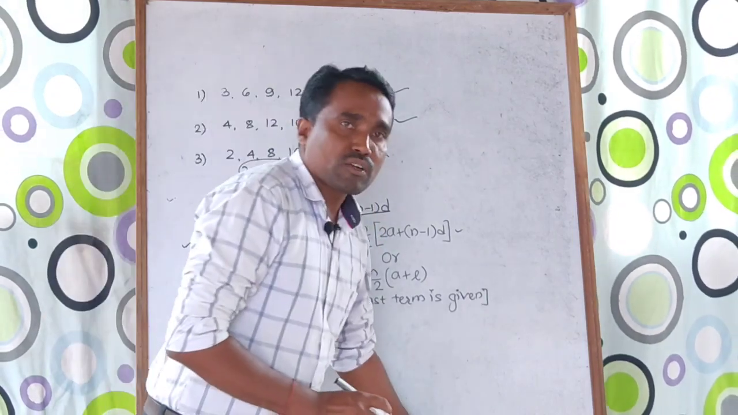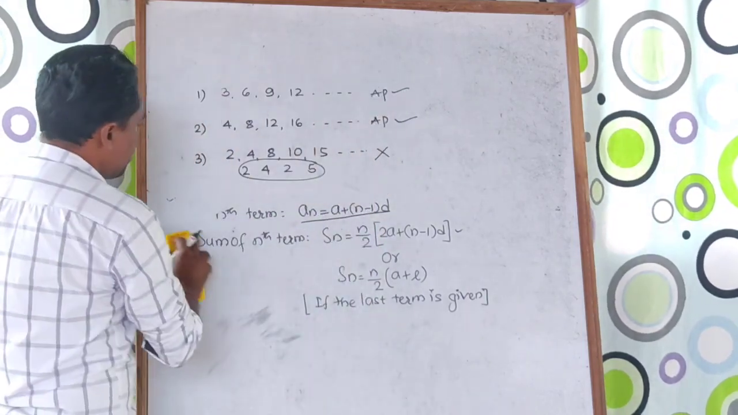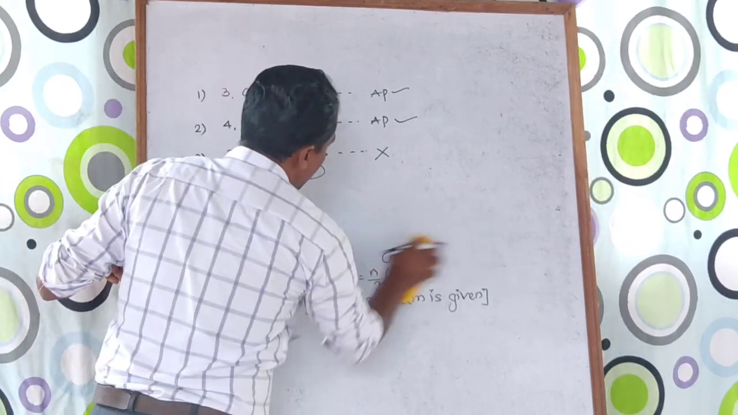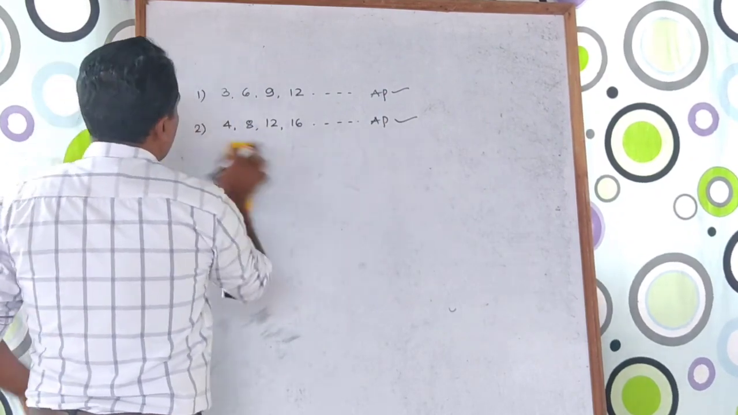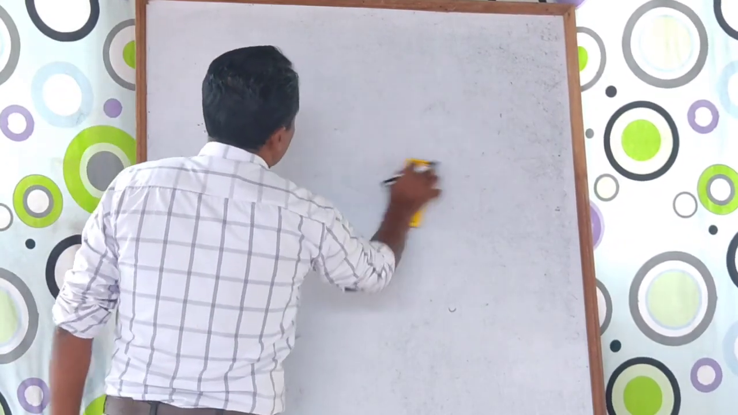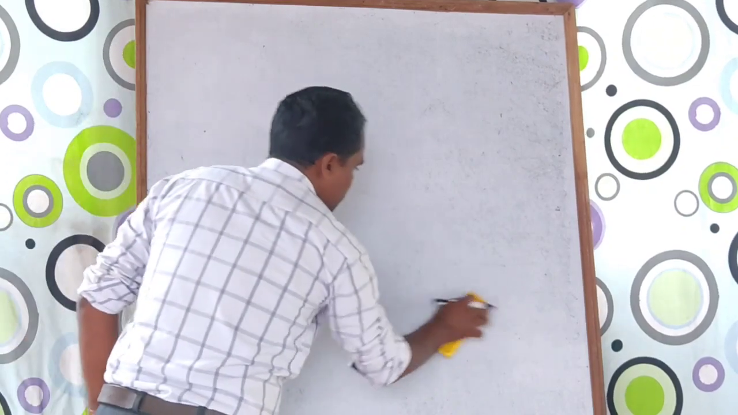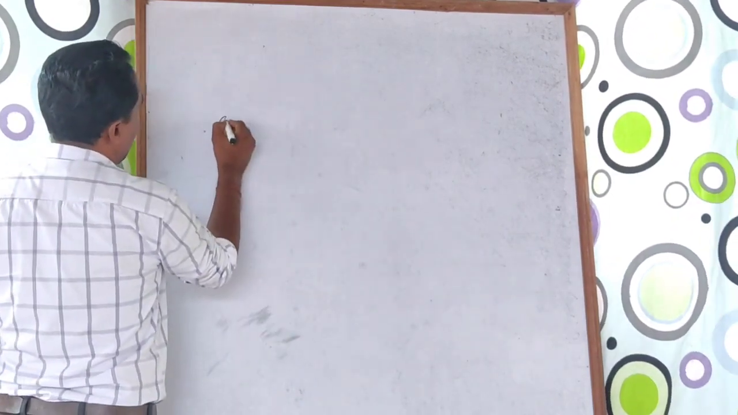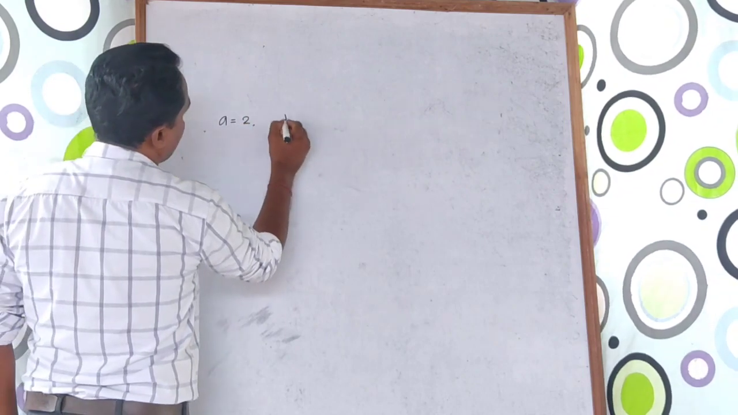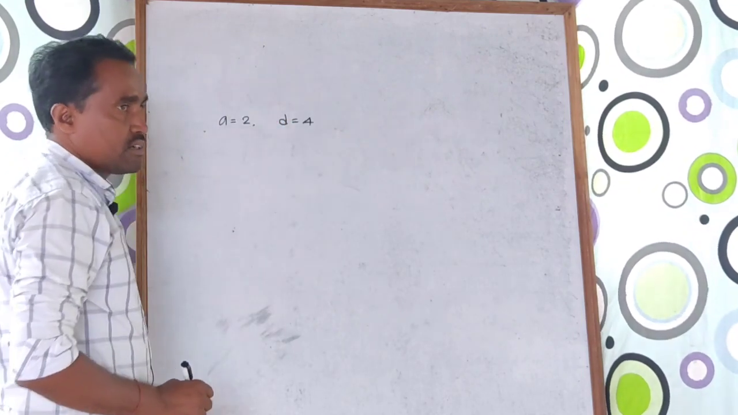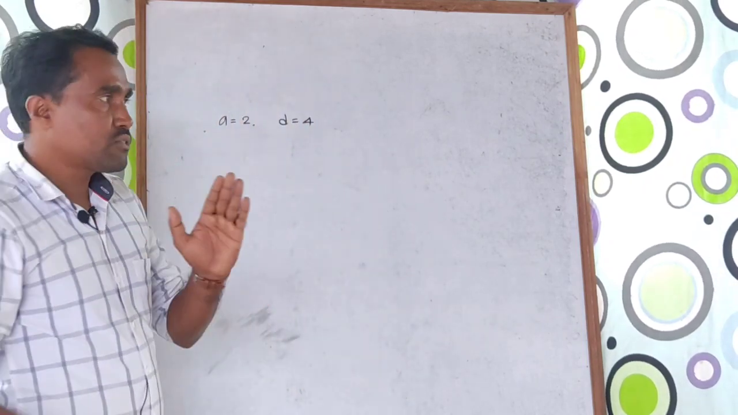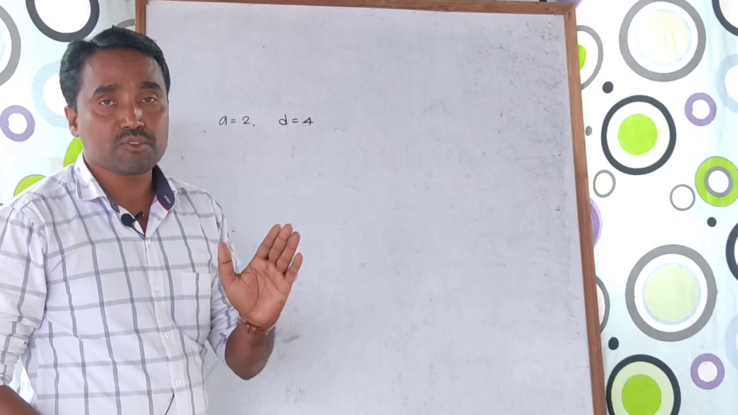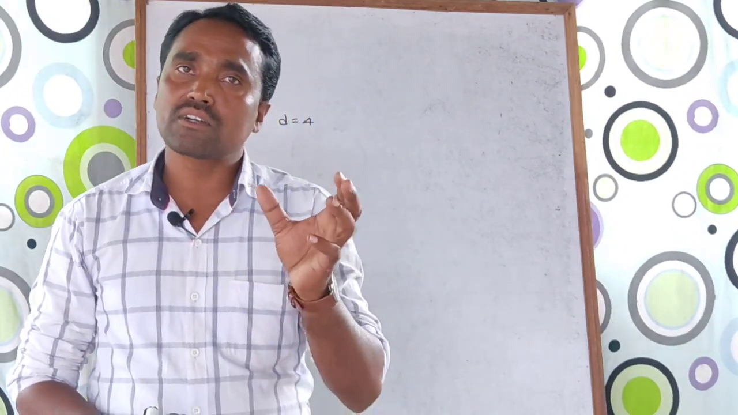You will get one more question of this kind. And now, if we go through the exercise, let's see a few questions. A question is given. The question is, if A equals 2 and D equals 4, find the first 4 terms of the AP. Look, how to find the first 4 terms of an AP.